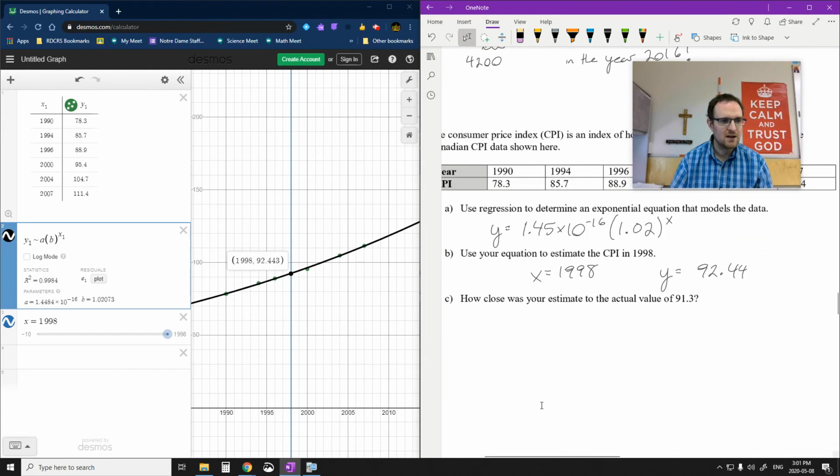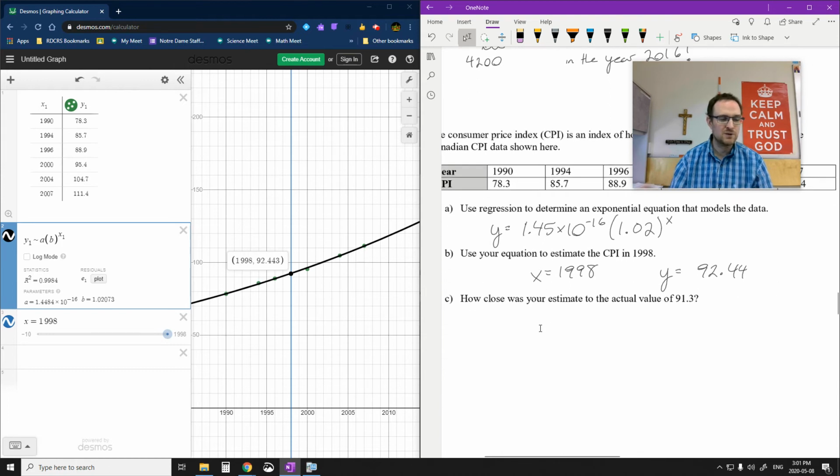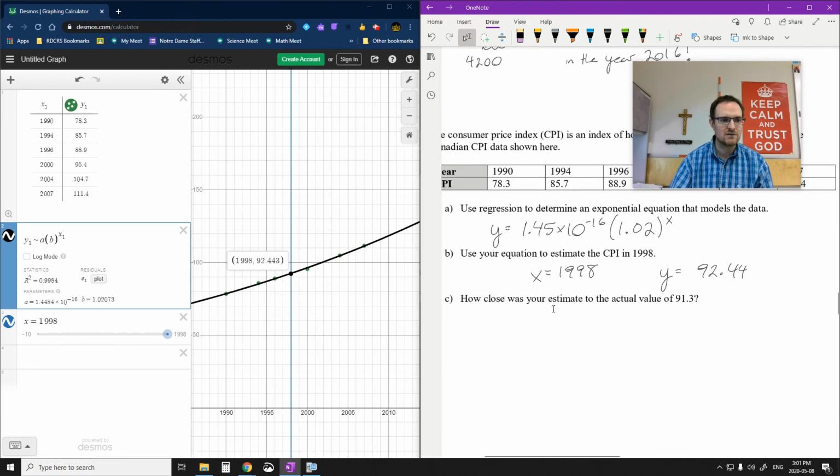Okay. How close was the estimate to the actual value of 91.3? It's pretty close, not too bad, right? They don't give us the 1998 number in here, but the actual value according to this thing was 91.3. It's pretty close. It's a little bit off, pretty close.